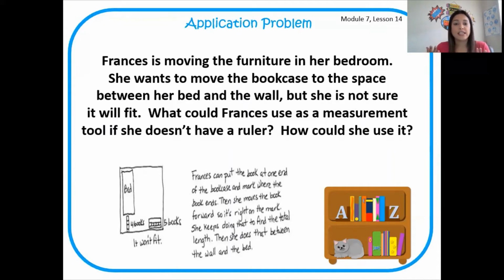So what I was thinking is she can actually use a book. So our math book, Frances could actually use that book to measure from the wall to the bed and see how many books it is. So let's say she needs 5 books. Then she would go to the bookcase and see if it's 5 books long, or if it's longer or shorter, and see if that fits. Does that make sense?